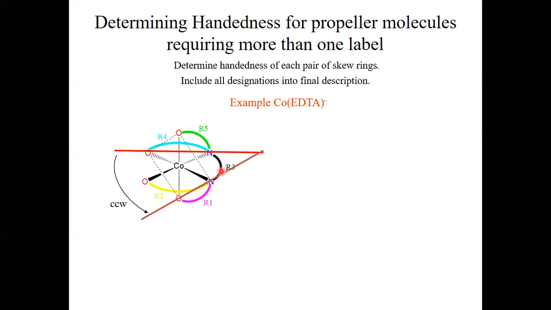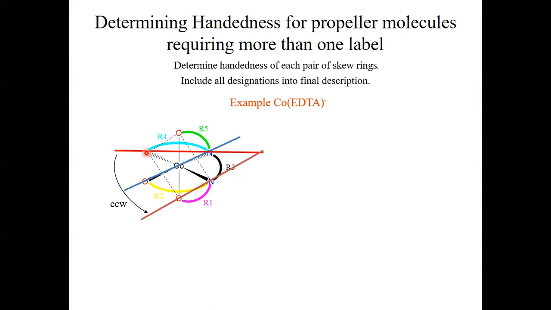So, next, we need to consider the other ring combinations. And now we have to rotate our molecule. So, we can rotate our molecule, for instance, around an axis that goes through this oxygen, this cobalt, and that nitrogen. And as we rotate, now we basically rotate around this square here. Okay, and by doing so, we can bring the ring R5 from this position here into that position. Okay, and then ring R5 will be oriented horizontally pointing to the back.